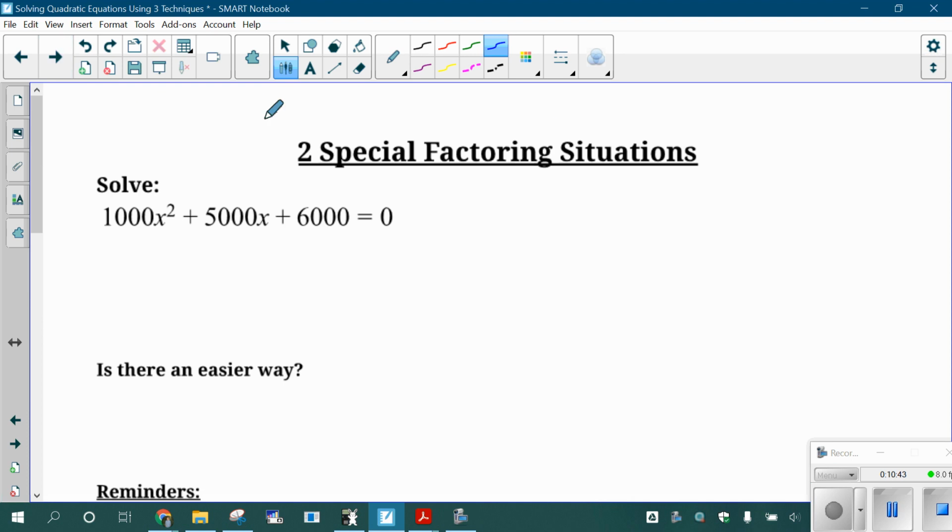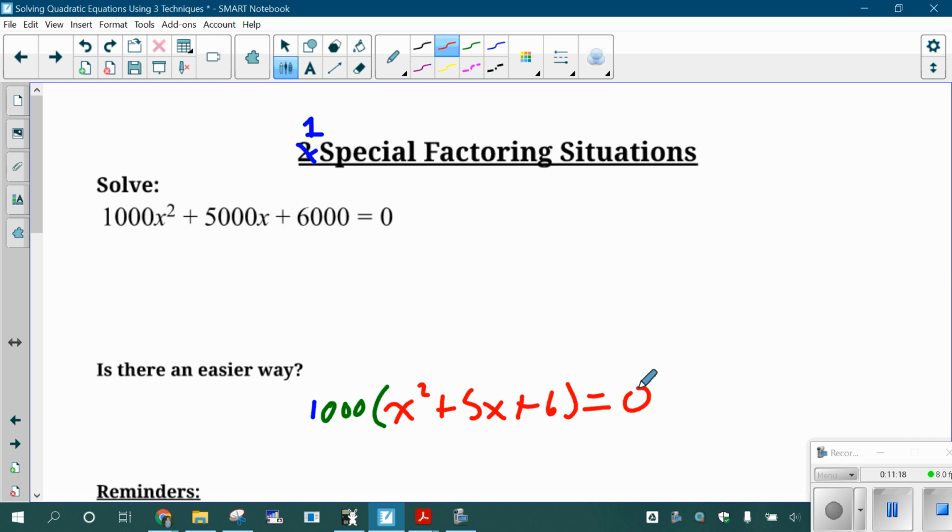I just wanted to mention actually one special factoring situation, and that's if you come across a problem like this. You're like, 1,000x squared plus 5,000x plus 6,000? This seems really hard to solve. Well, there's an easier way. Okay, and what that easier way is to say all 3 of those numbers are divisible by 1,000. So you can take out the 1,000. And when you take out the 1,000, you're left with a quadratic that's much easier to solve.